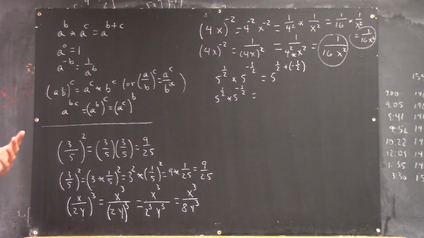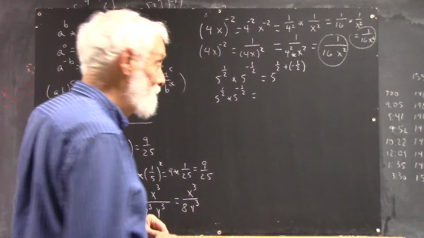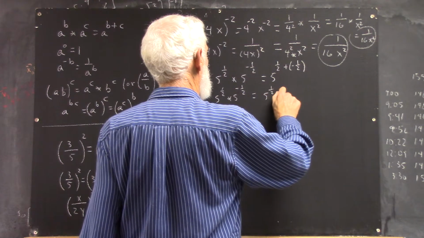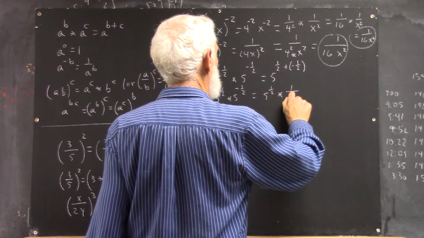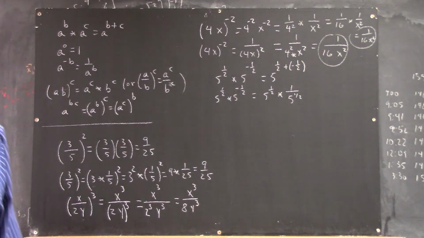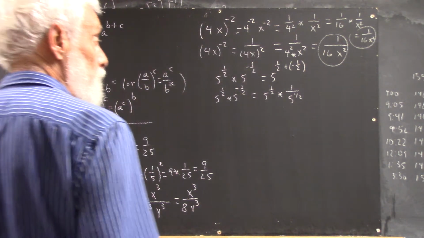What's another law that applies to at least one of these expressions? I did the third one. Third one, right? I think that's what I heard you say. Okay. So that would be 5 to the 1/2 times 1/5 to the 1/2, right? Okay. So either one of these is fine.